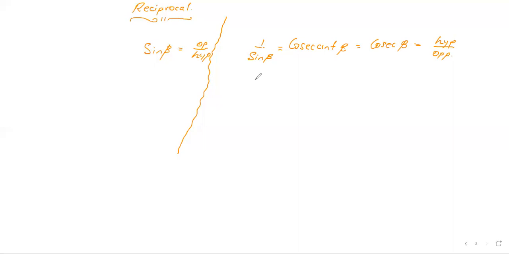Now, if I have 1 over the cos of theta, this is secant theta. We call it sec theta. Now we know that the cos is adjacent over hypotenuse. So that's going to be hypotenuse over adjacent.